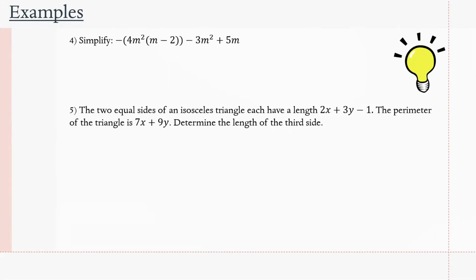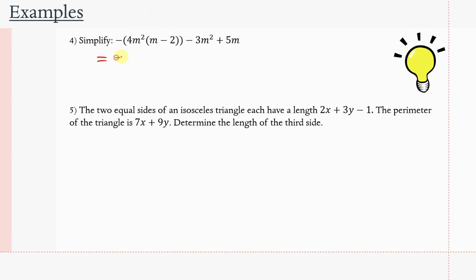Okay, let's move on to the next set of examples. We have here number 4. It says simplify negative bracket 4m squared bracket m minus 2 bracket minus 3m squared plus 5m. So what we want to do here, again, first we want to get rid of the brackets. So we have these set of brackets right here. We have these set of brackets right here. And we always want to get rid of the inside brackets first and then the outside brackets, right? We want to go from the inside to the outside.